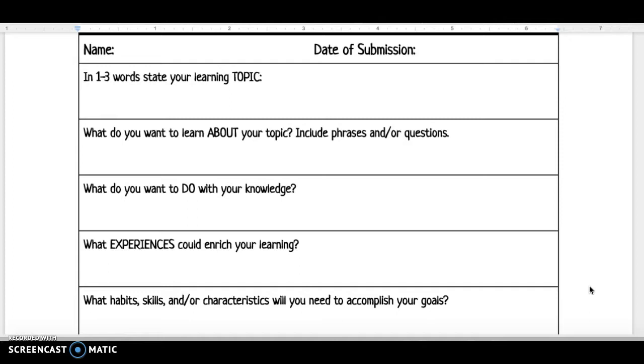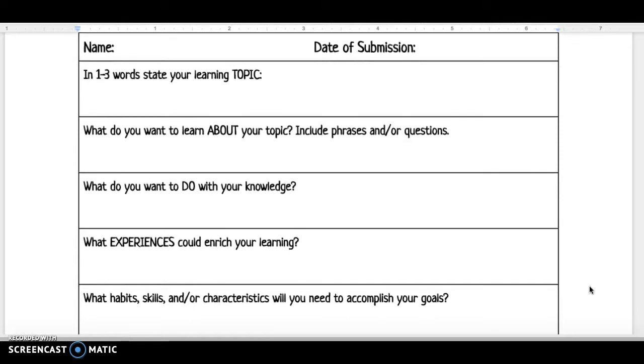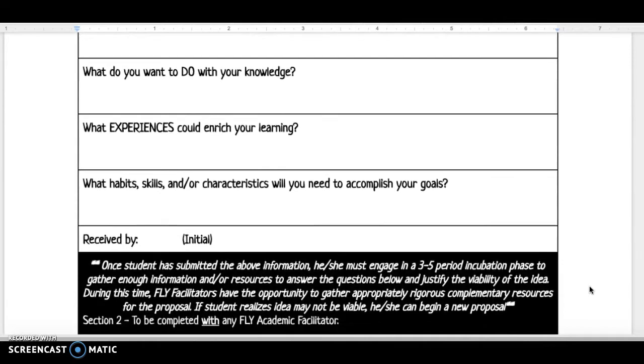It asks you to think about what experiences could enrich your learning. So those could be experiences in school or out of school. And it also asks you what habits, skills, or characteristics will you need to accomplish your goals. Maybe it's something you're going to need extraordinary time management for. Maybe it's something you're going to need extraordinary initiative for if you're reaching out to people in the community. But what kinds of habits, skills, or characteristics would you need to accomplish all of those goals? The learning, the doing, and the experience. So you would fill out that as kind of an initial brainstorm. The student would fill that out.